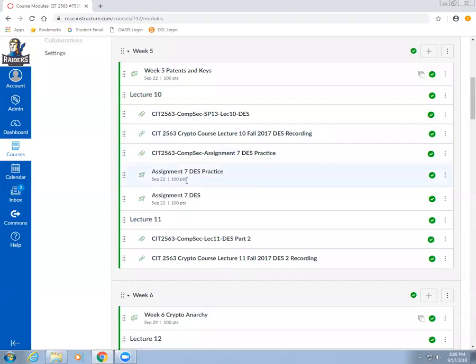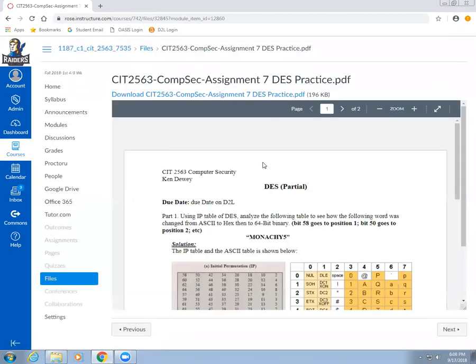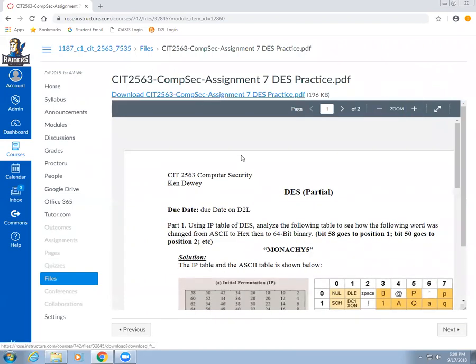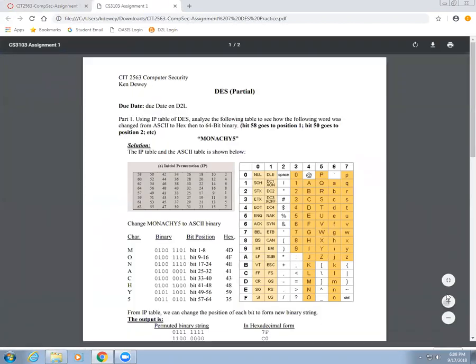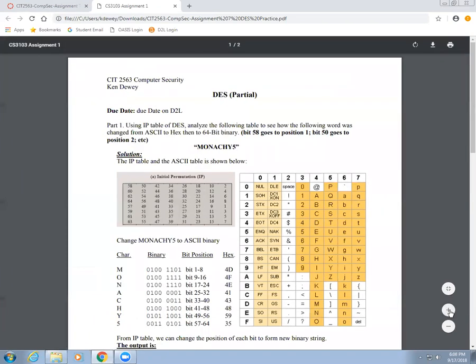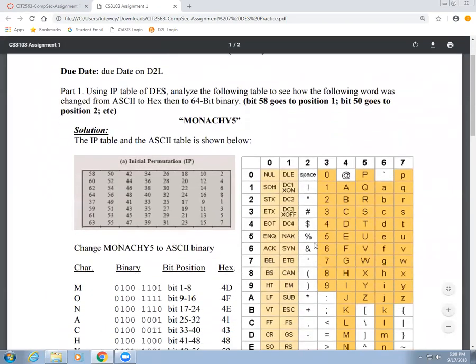Okay, for the DES assignment, there's a PDF right here called DES Practice. Is there a way I can zoom in on this? Let me download this, it'll be easier to see. Okay. This is just a practice exercise, okay?